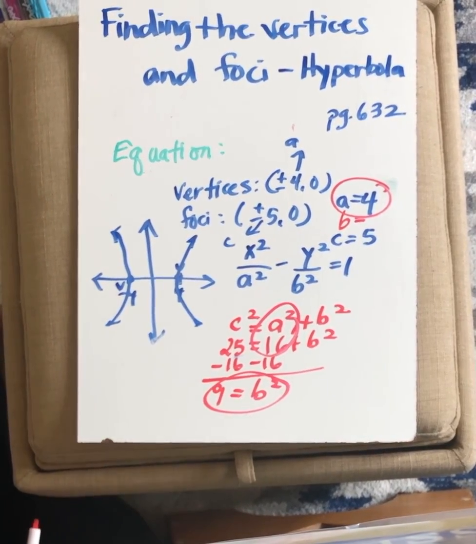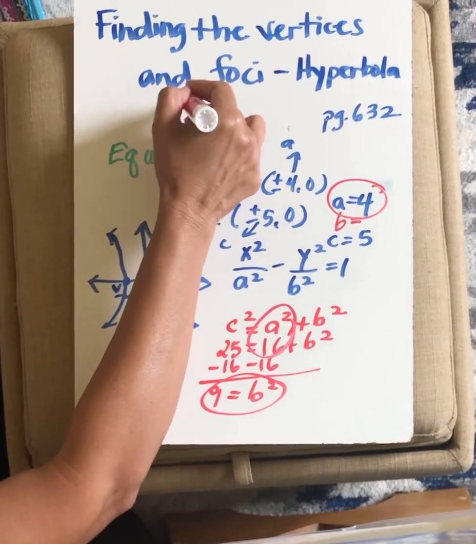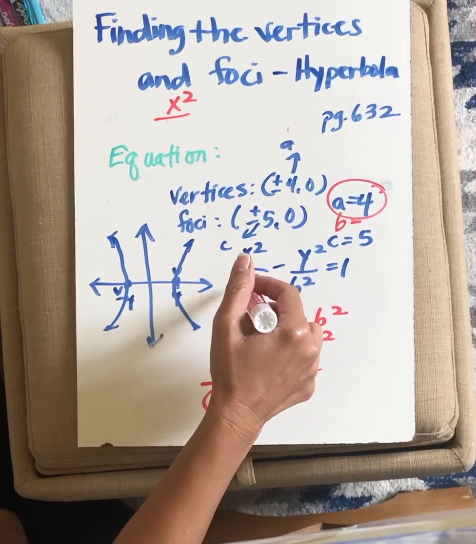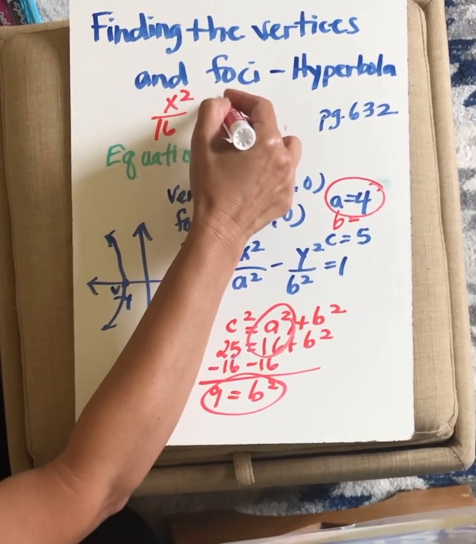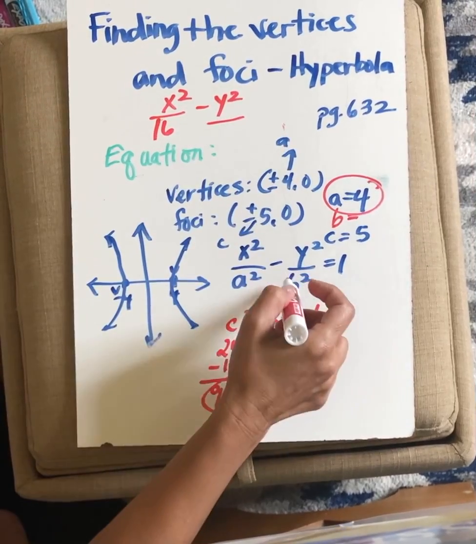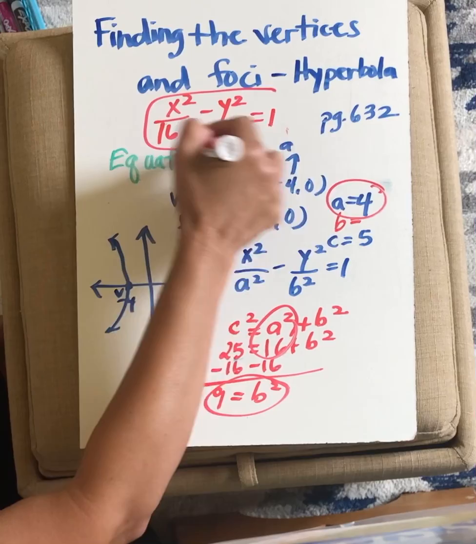So now we can substitute in and write the answer. So the equation is going to be x squared over a squared, which is 16, minus y squared over b squared, which is 9, and that will equal 1. So there will be your equation.